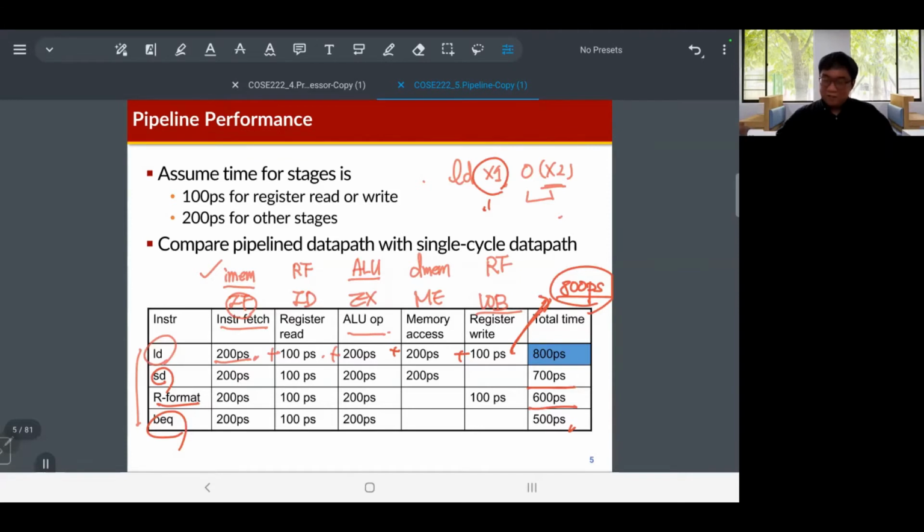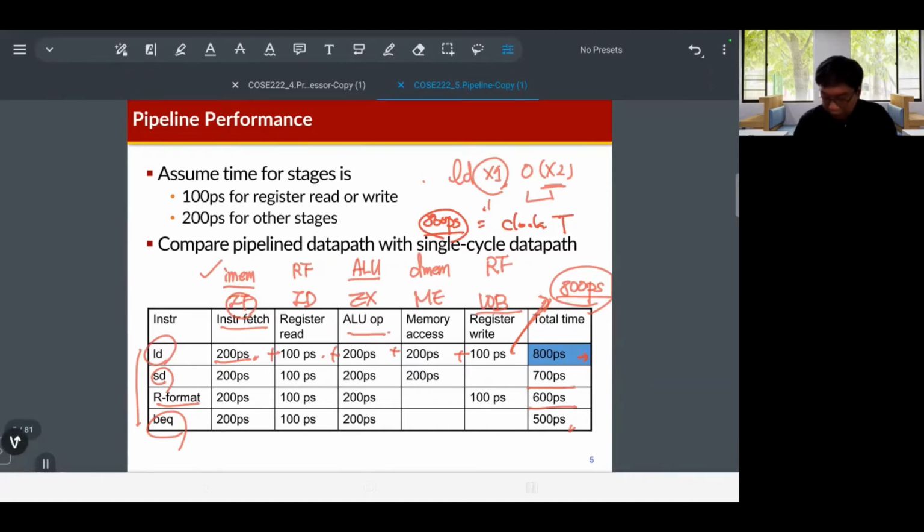but you cannot apply a different clock period for the different instructions. So which means that we need to apply the same clock signal for every instruction, which means we need to set the clock period as 800 picosecond in this case. So which means that 800 picosecond becomes the clock period of the single cycle processor.